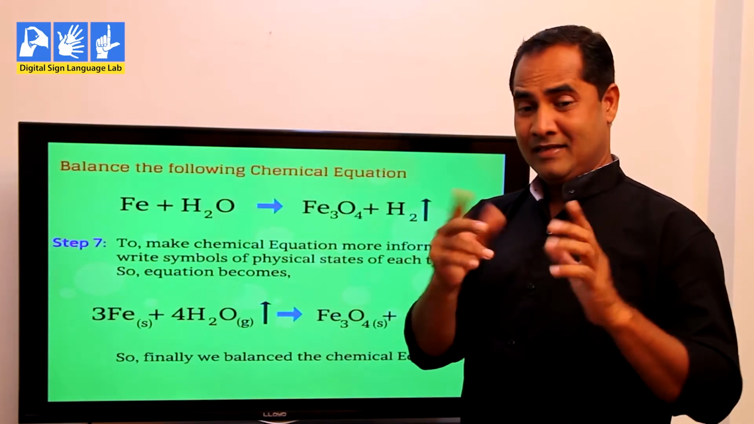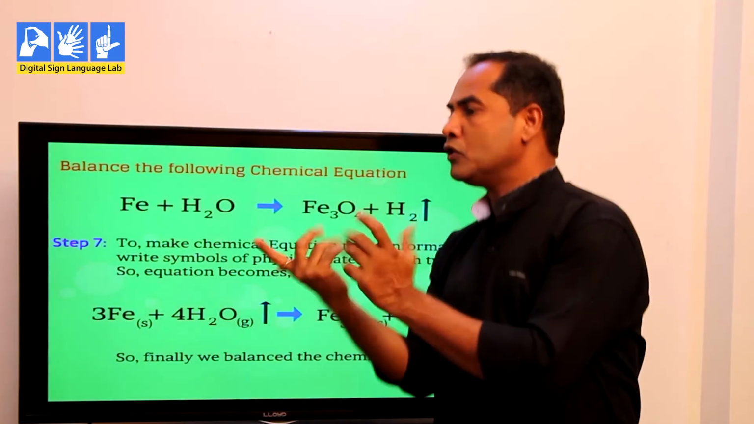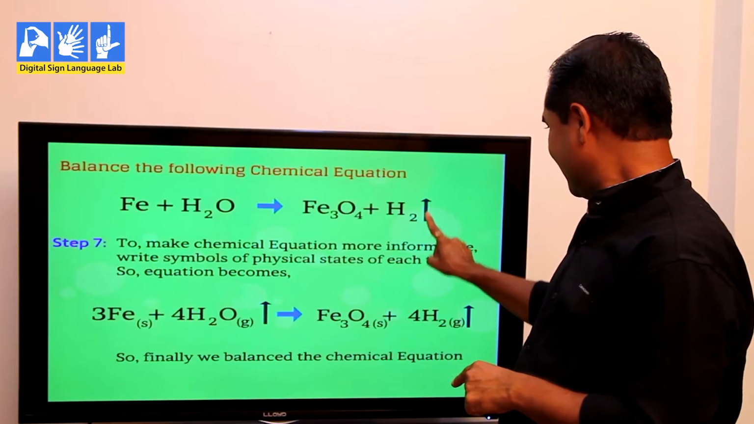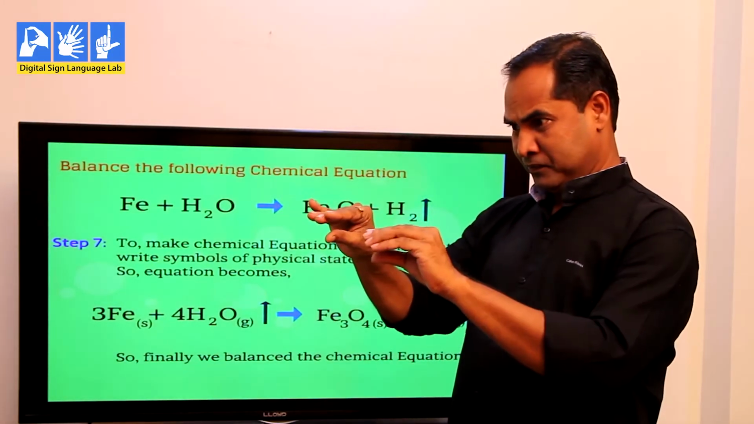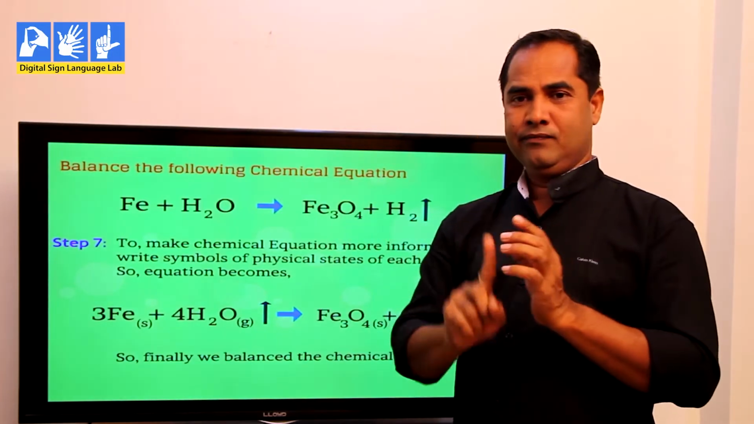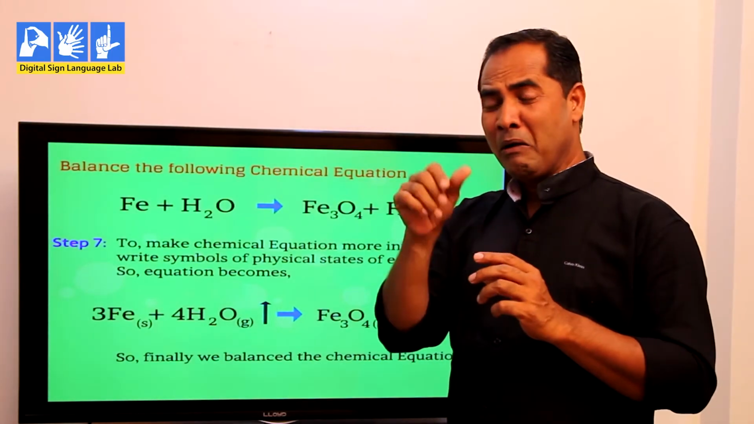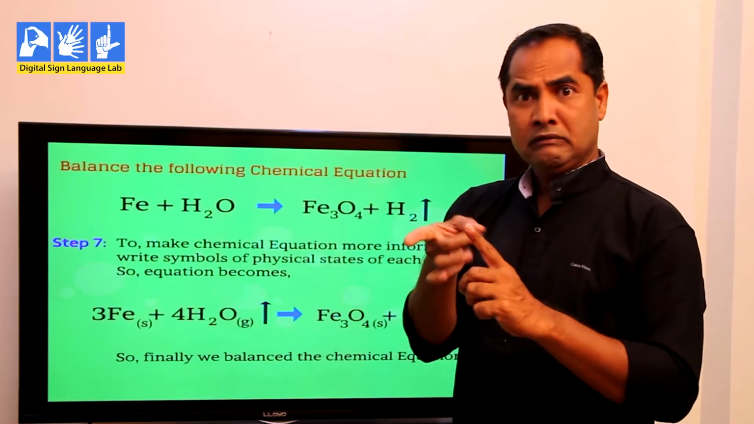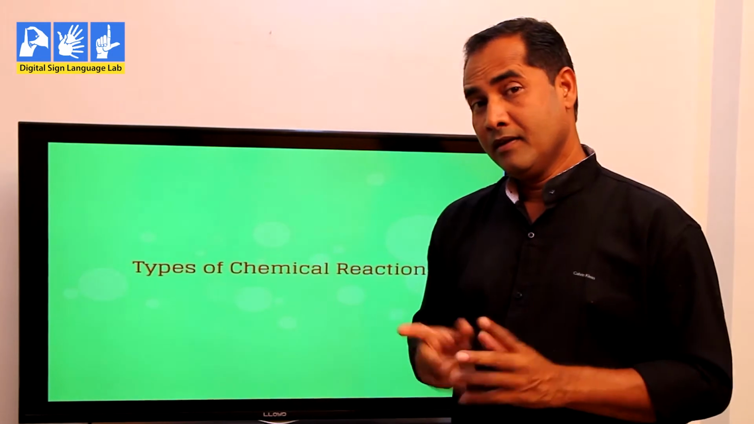This arrow in the chemical equation shows the conversion of reactants to products. And this arrow, which is pointing upwards, shows when two chemicals react, a gas is emitted. There could be other notations used in chemical equations showing solid, liquid, gas, different things which you would be learning later.